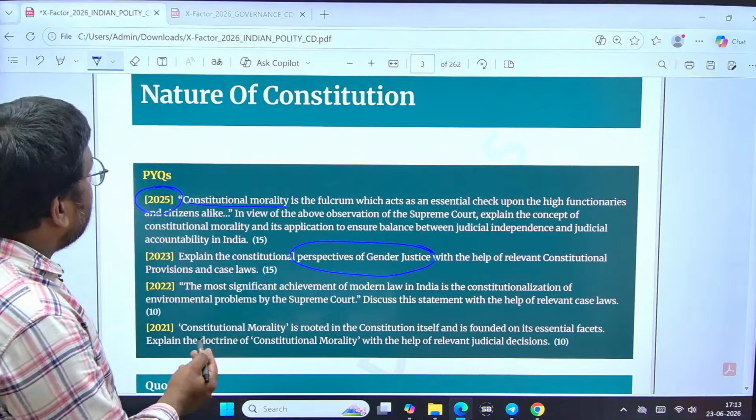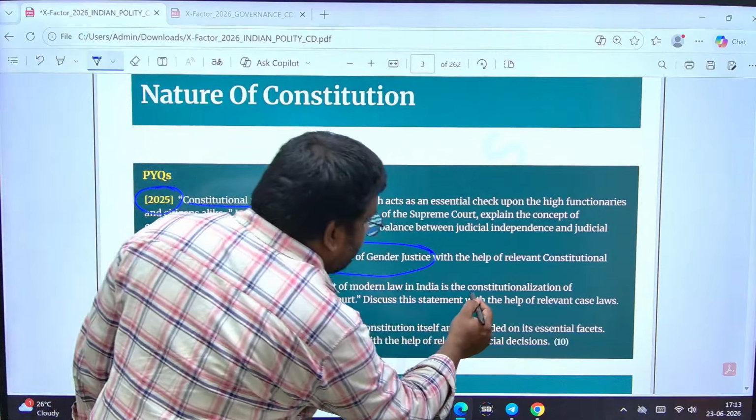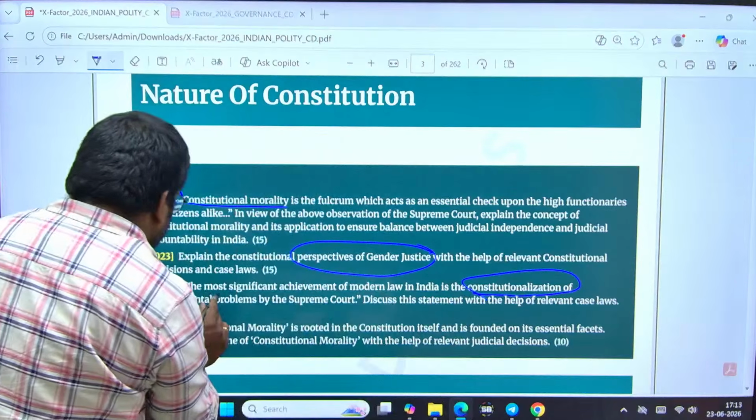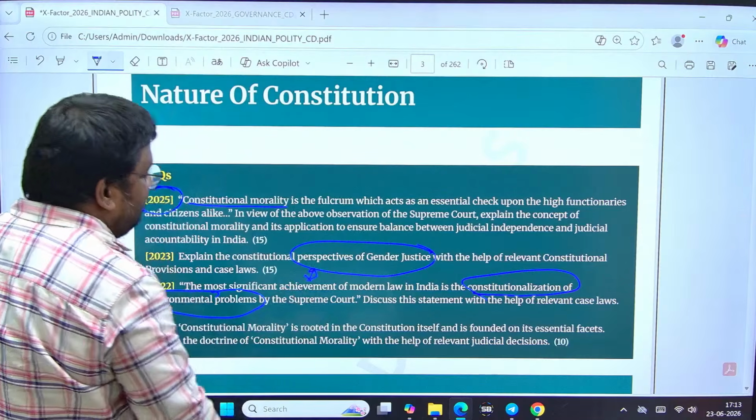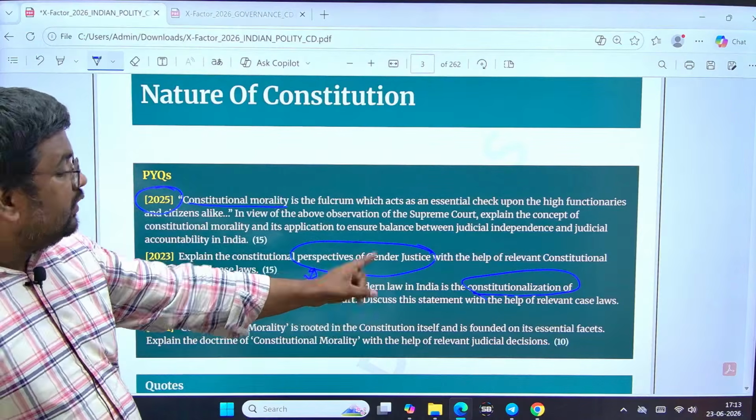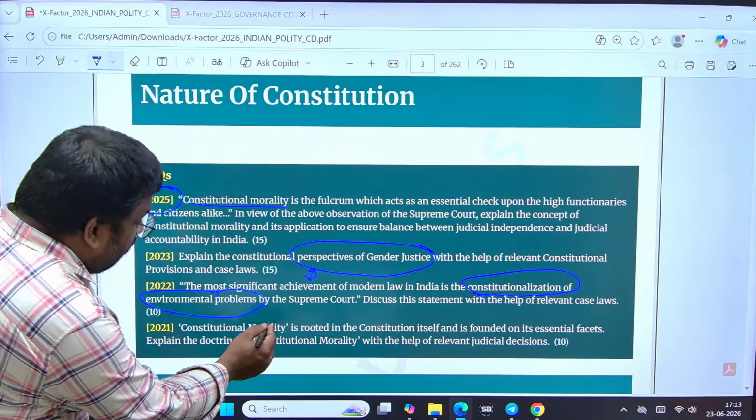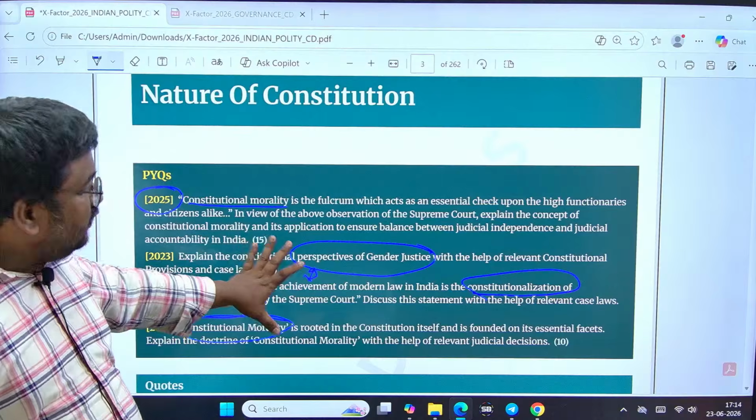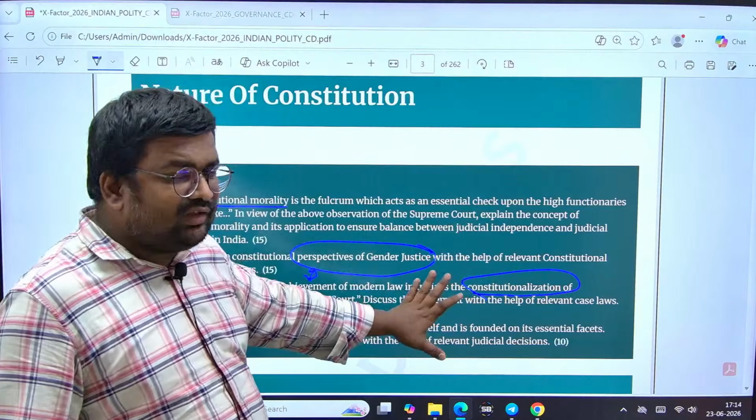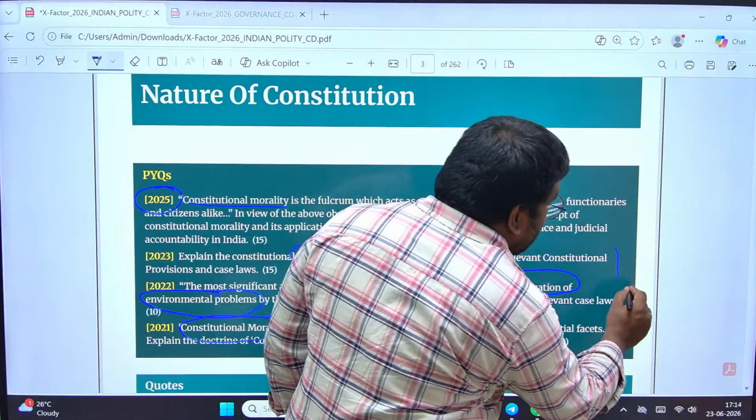Then this constitutionalization of environmental problems. So these two are of similar nature, only here they have asked gender justice, here environment. Then constitutional morality again repeated. So themes. Okay, so if you see these questions, you will see a pattern.